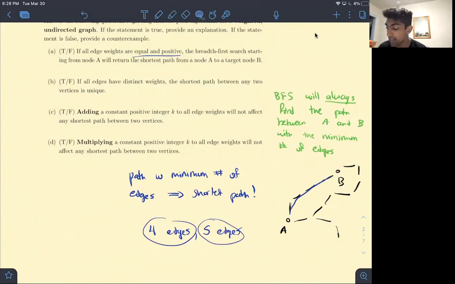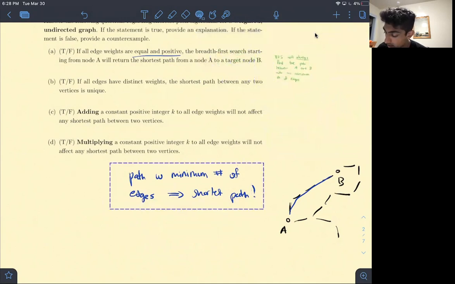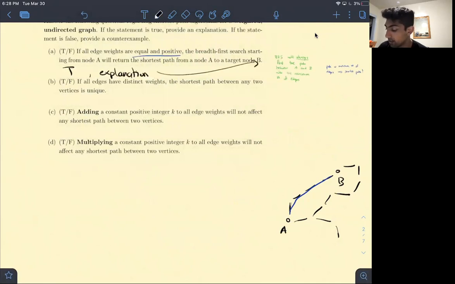So that is all for the first problem, and we can quickly condense this as our explanation. It's a little too small, but doesn't hurt for the future. So this is true, and the explanation is over here. Okay, so let's move on to the next part now.